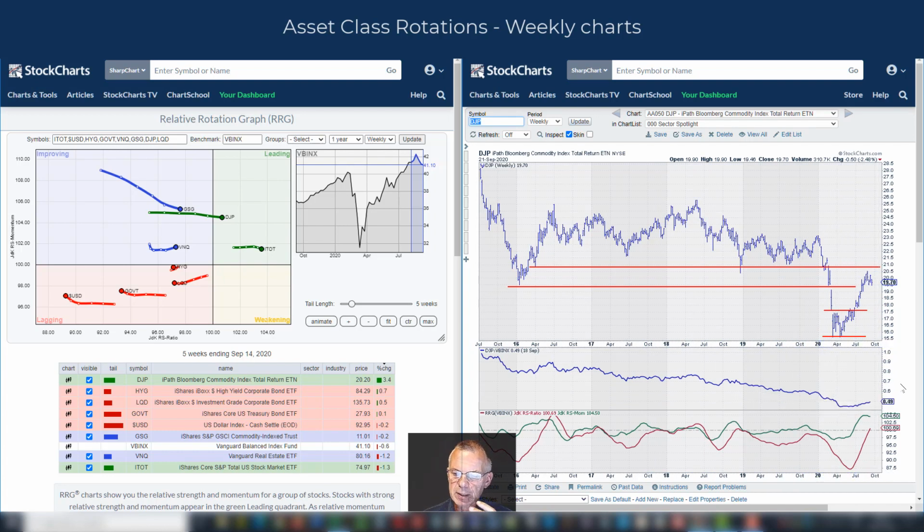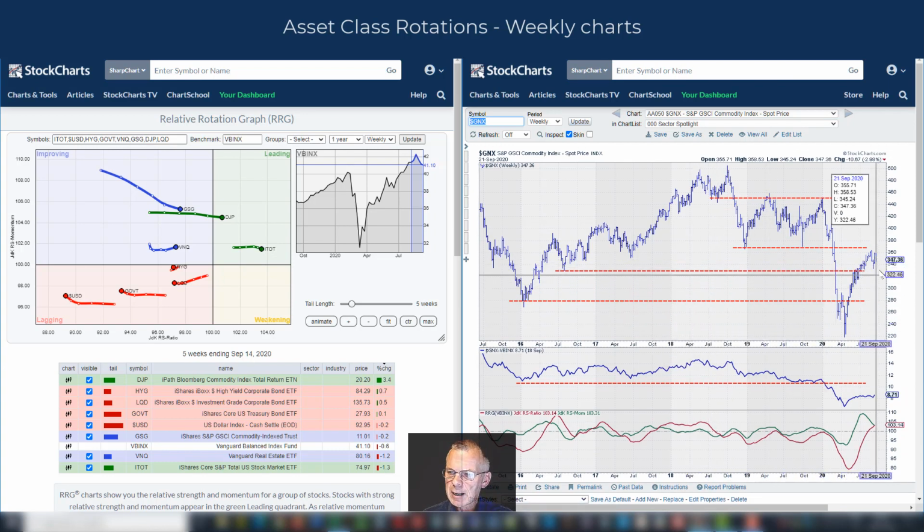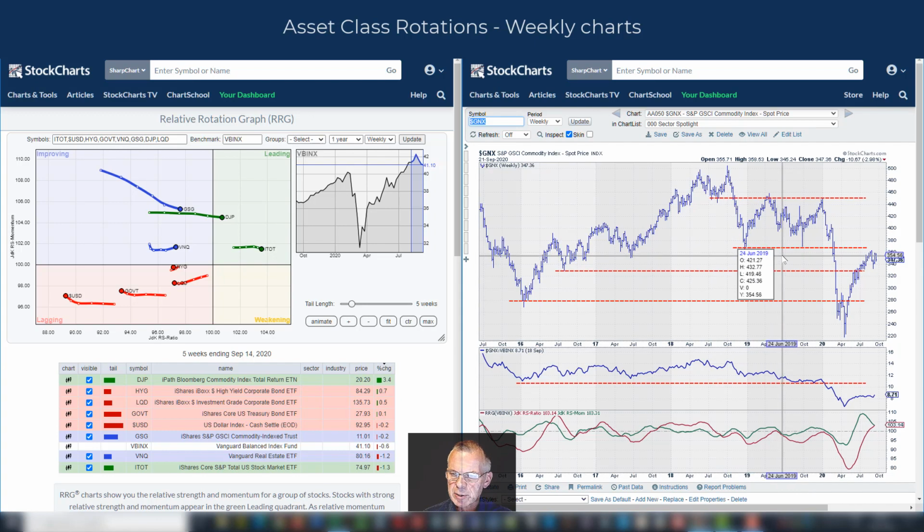Even if this is a long-term turnaround in commodities, I do believe that we will get a better entry level in coming weeks. If we quickly move to the GSCI Commodity Index, it's somewhat similar. This one is also running into heavy resistance at the 365, 370 level for the dollar GNX. That is what I'm looking at.